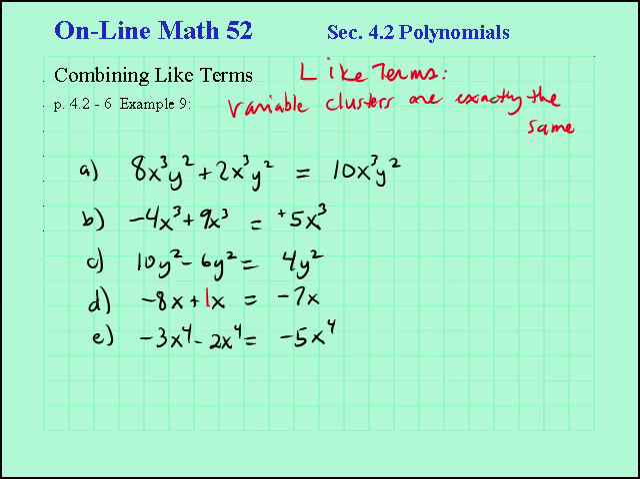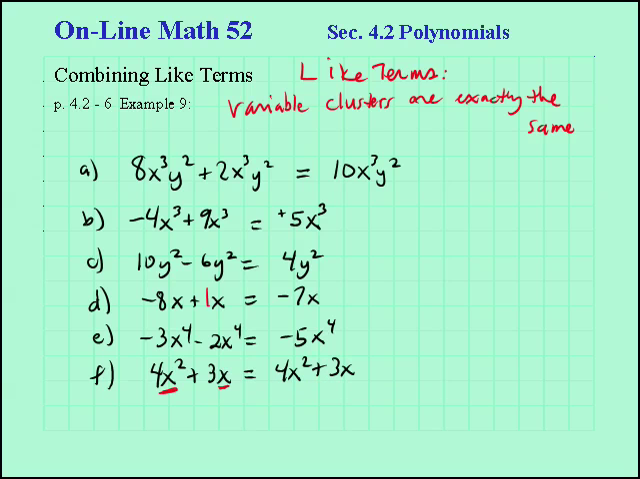F, here's one that's important to note. It says 4x squared plus 3x equals 4x squared plus 3x. Notice these did not combine. And the reason is because the variable cluster is different. This is x squared, this first one, and this is 3x. So different variable clusters, meaning different terms, not like terms. They cannot be combined.